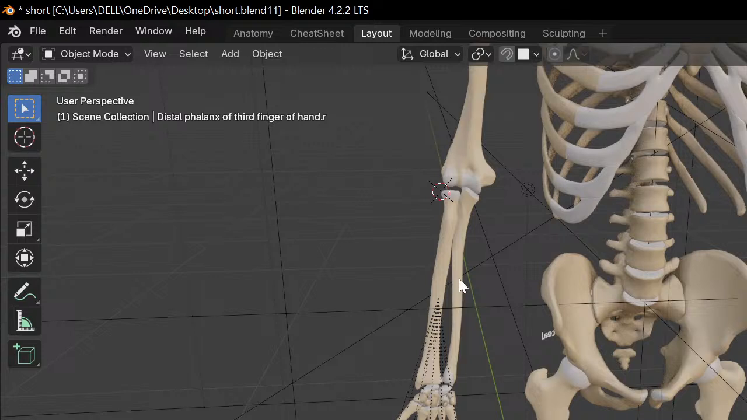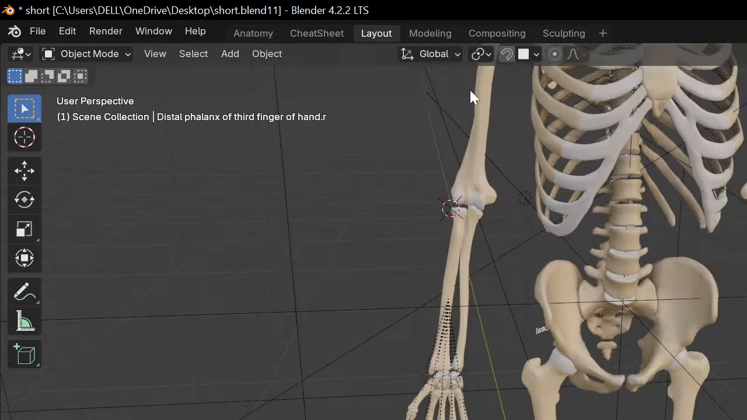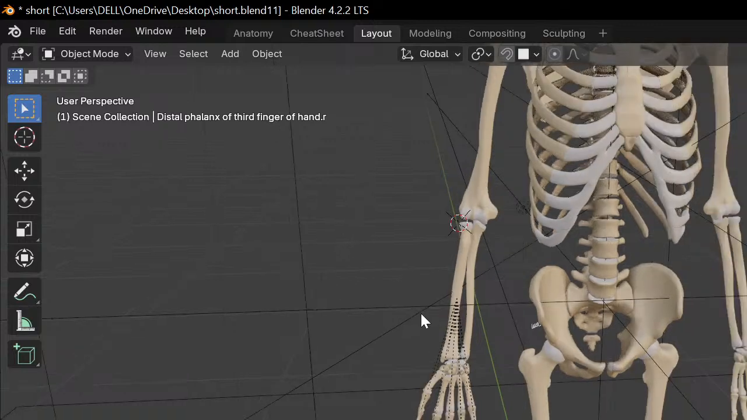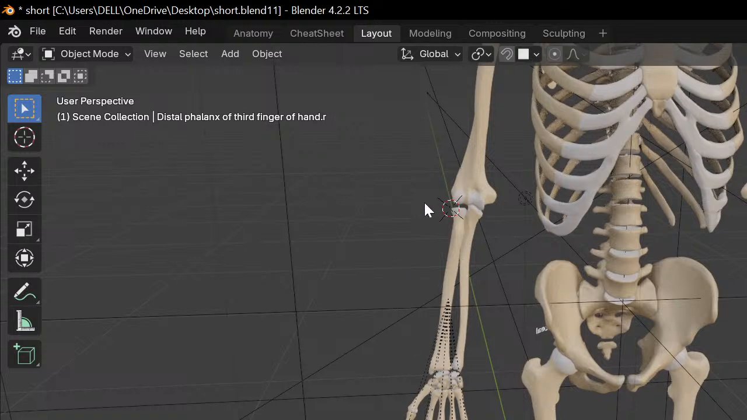So plus the radius and ulna, that would be 29, plus the humerus, that would be 30, plus the clavicle and scapula, that will be 32. So we can say that we have 32 bones in the upper limb. And we have how many joints?